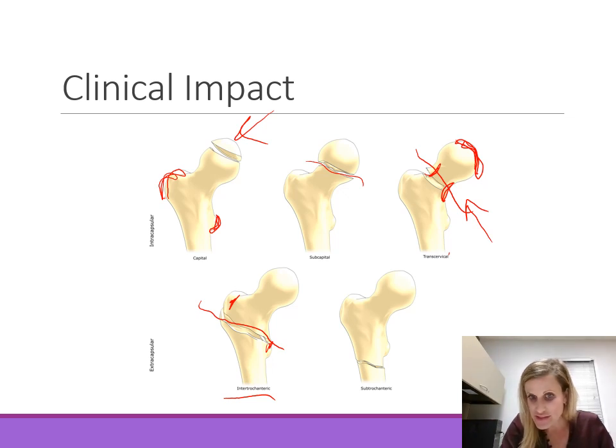And then finally, subtrochanteric is just below the trochanters. So here you see the fracture going just inferior to the trochanters.